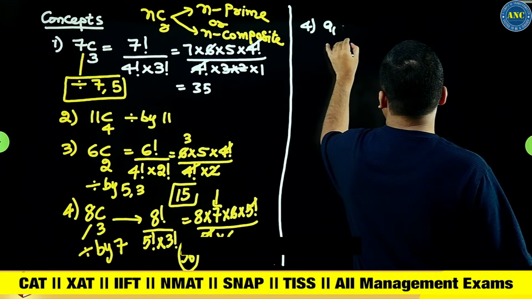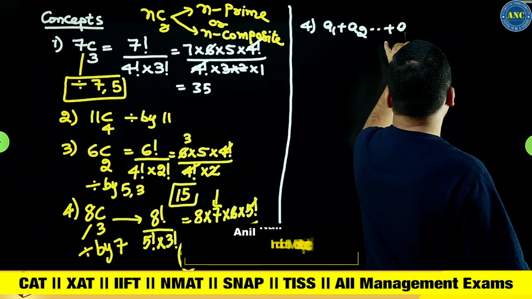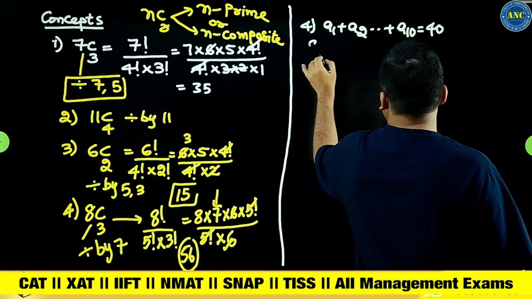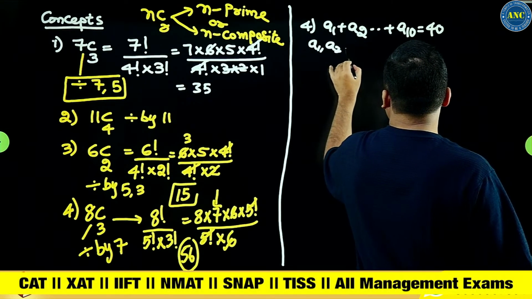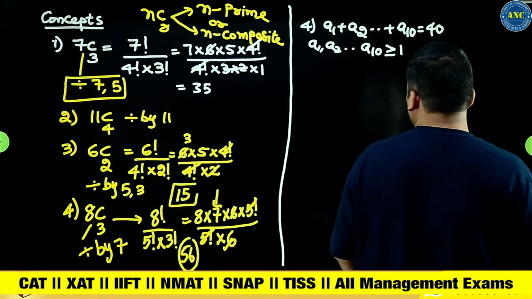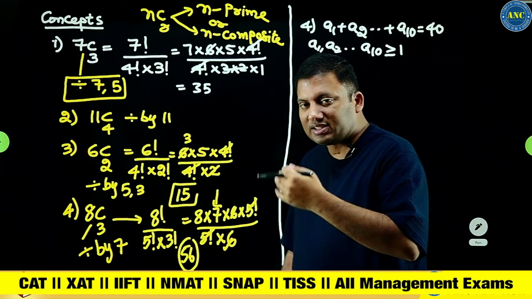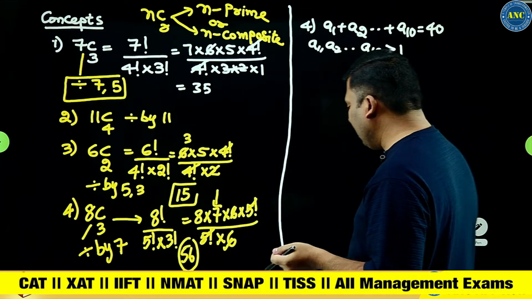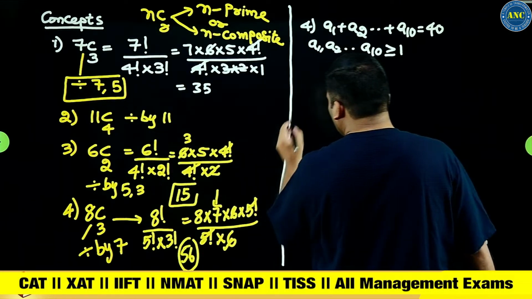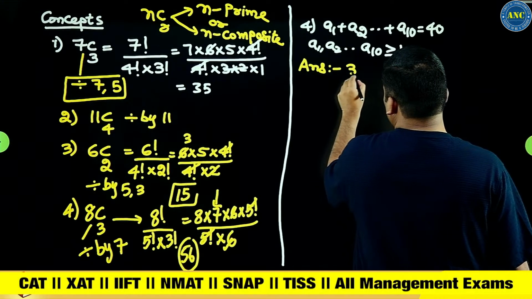Tell me these answers, sir. A1 plus A2 plus up to A10 is equivalent to 40. Positive integral solutions, A1 to A10 greater than or equivalent to 1. 40 balls are kept in a line. If 40 balls are kept in a line, how many gaps will be there? 39 gaps will be there.